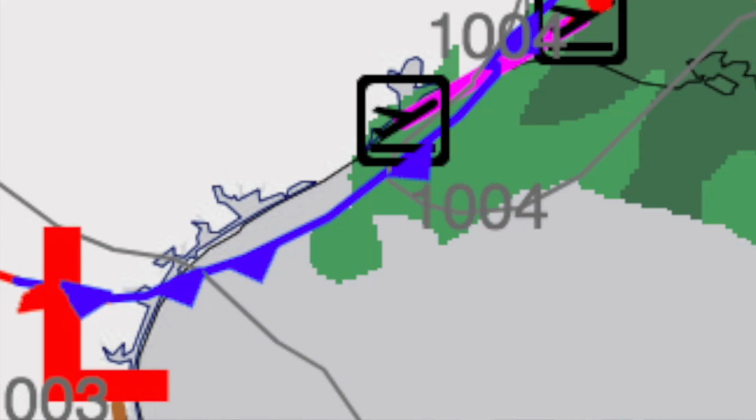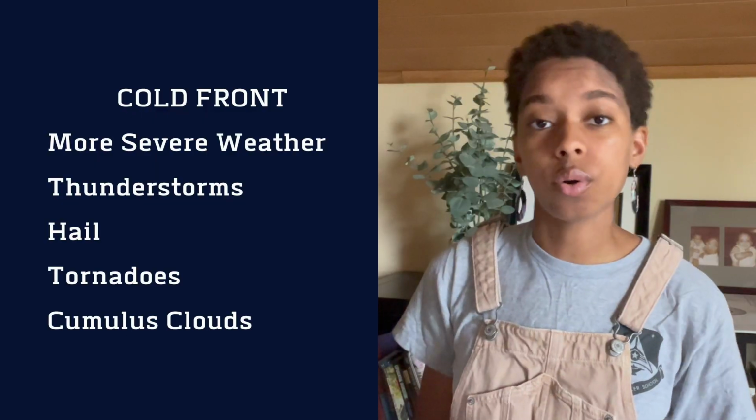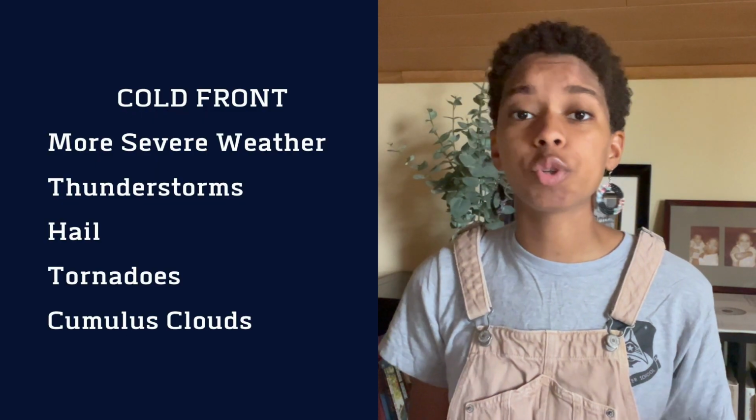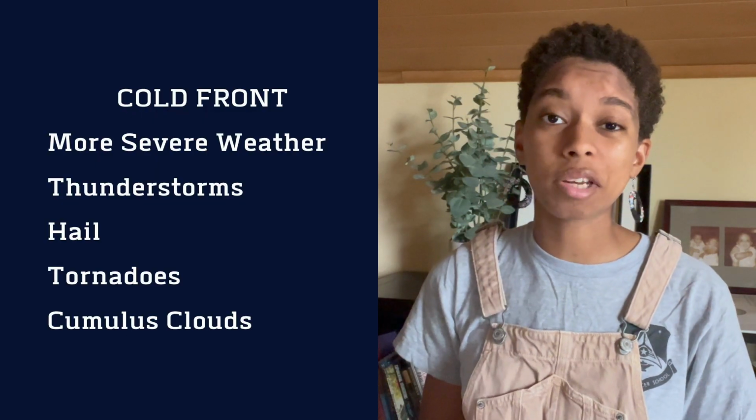A cold front, which is this blue line with the triangles on it, will be more of the severe weather. So your thunderstorms, your hail, your tornadoes, and cumulus clouds are going to be there.